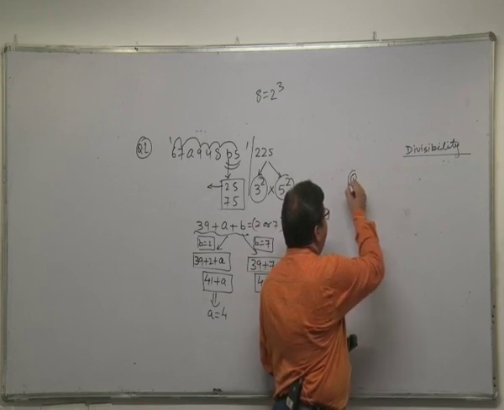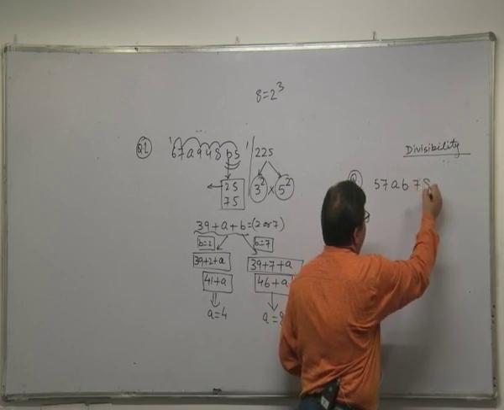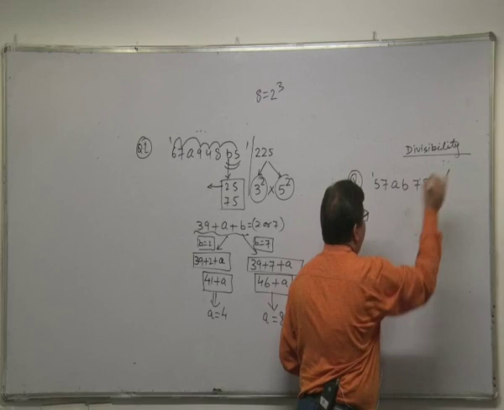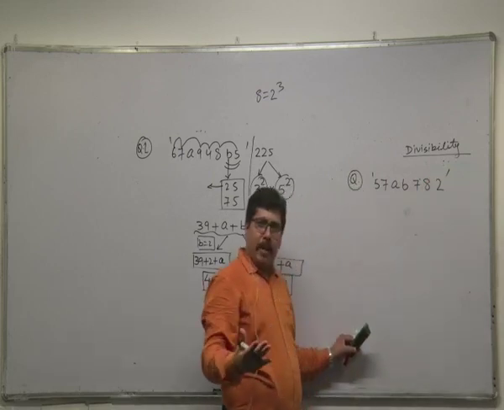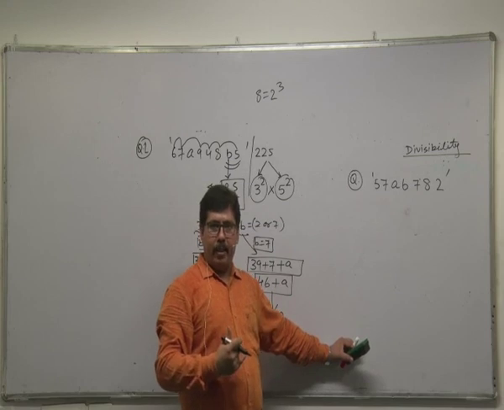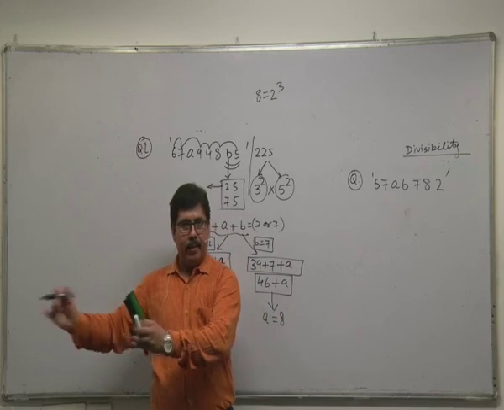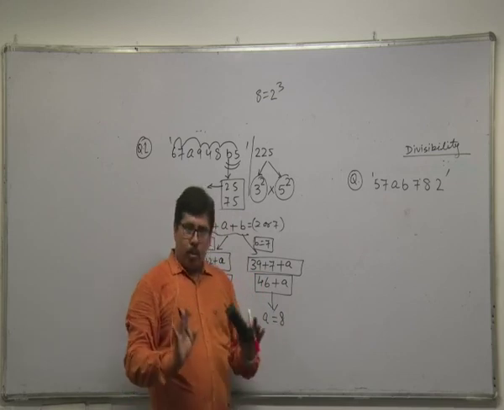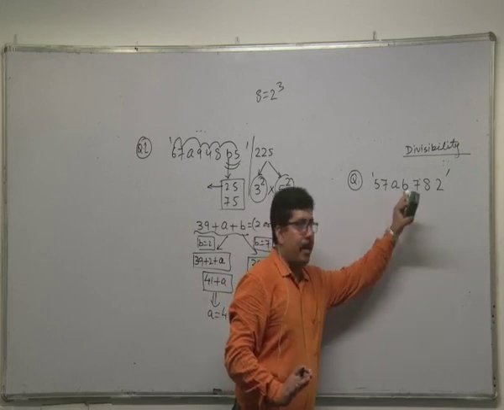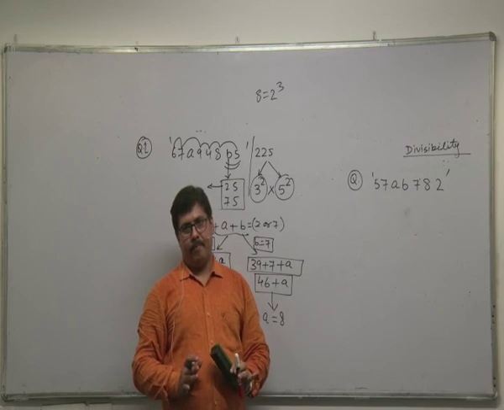find the number of possible pairs of A and B so that the given number is a perfect square number. You know perfect square number? It should be in the form n into n, and number is of the form something into something. So your question is, find the number of possible pairs of digits A and B so that the given number is multiple of 4.